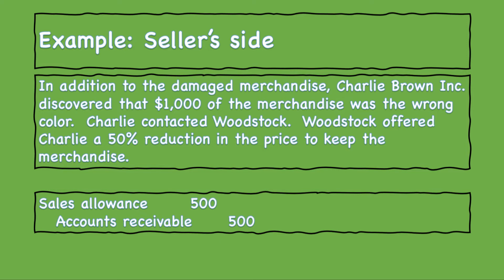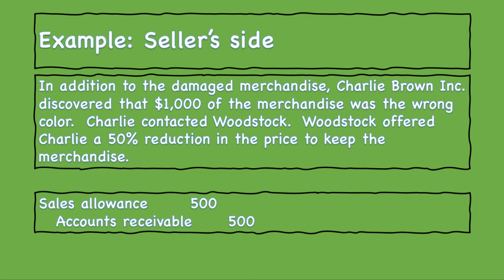Charlie Brown says, yeah, sure, why not? It's hunter green. My customers don't like that, but I imagine I could probably sell it. So we offer Charlie Brown Incorporated a sales allowance. This is the second contra revenue account, okay? So in order to recognize the fact that Charlie Brown owes us $500 less, why 500? Because we're giving him a 50% discount on that merchandise that was $1,000, okay?